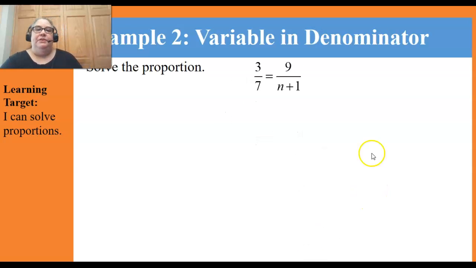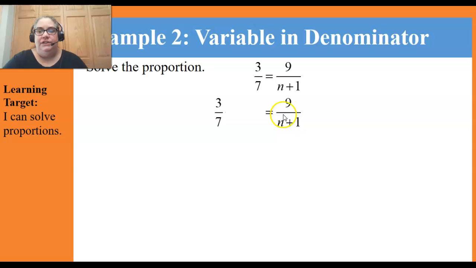Our next example is when the variable is in the denominator. As you recall from our earlier screencast, variables in the denominator are something that we don't like to see as mathematicians, something that we don't want to work with. So my first job is to get rid of that variable in the denominator. What I'm going to do is multiply this 9 over n plus 1 by n plus 1.